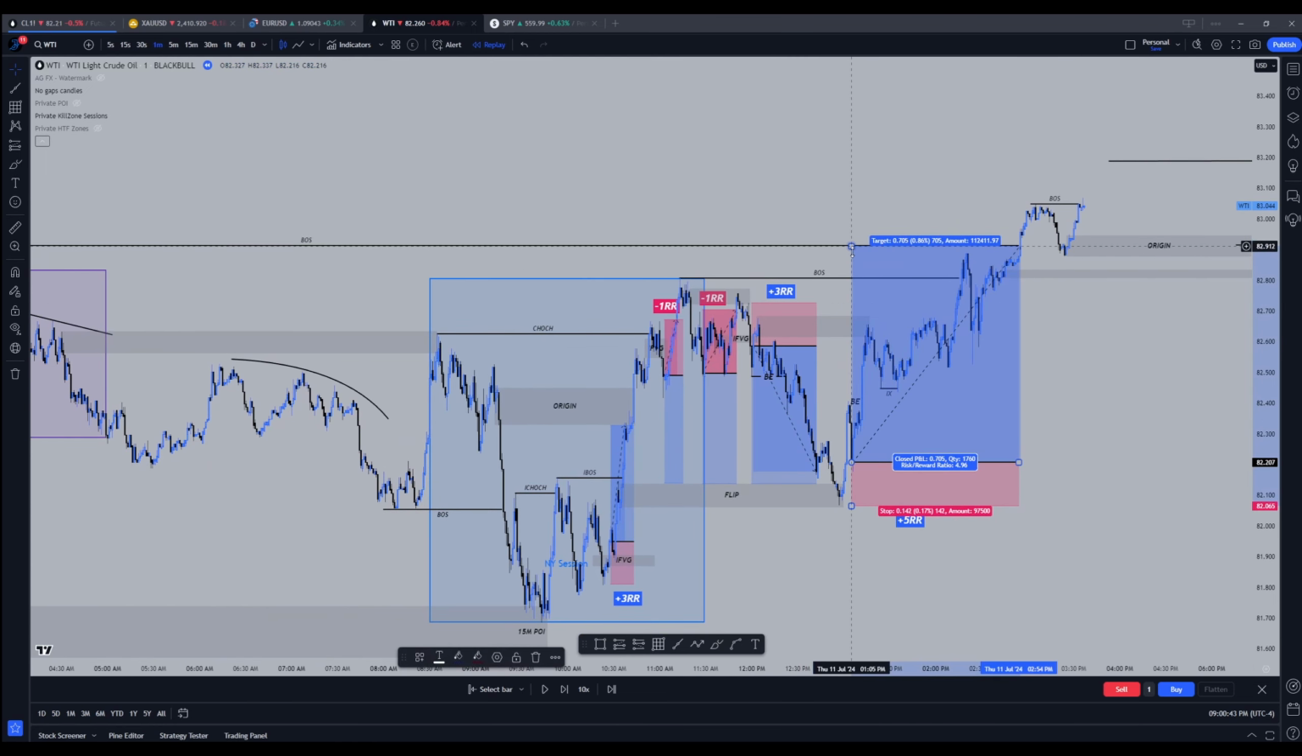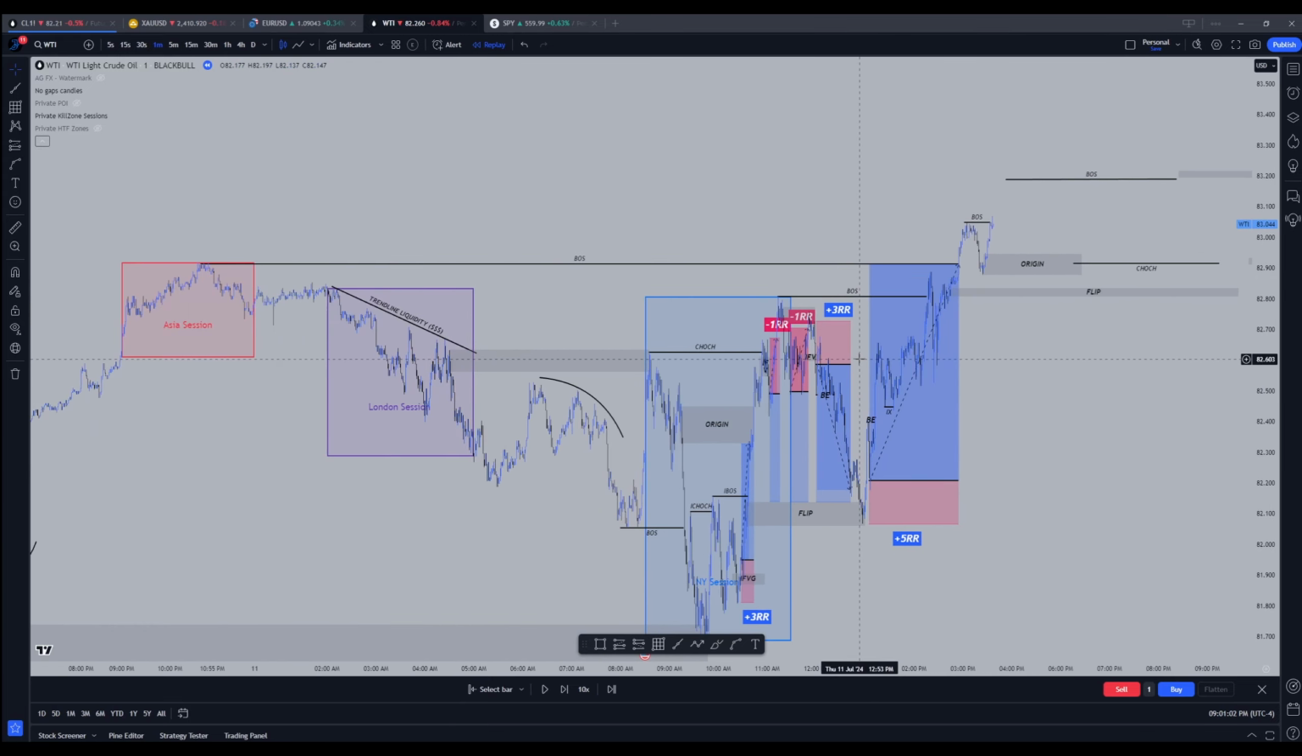Nice. You could have also targeted this. This would have been a very valid target here too, for 4R. You could have also targeted this zone here, for example. This is all inducement to me. So this could have been a valid target, this could have been a valid target, this also could have been a valid target. But for me, based on context, I decided to target 5R total, right?